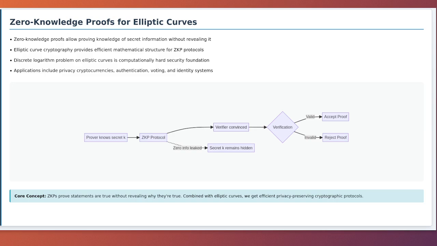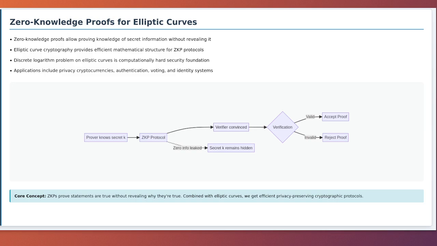The discrete logarithm problem on elliptic curves asks, given 2 points P and Q on an elliptic curve, where Q equals k times P for some scalar k, find the value of k. In standard elliptic curve operations, multiplying a point by a scalar is easy, but finding the scalar given the 2 points is extremely difficult. Zero-knowledge proofs for elliptic curves are used in many modern applications.